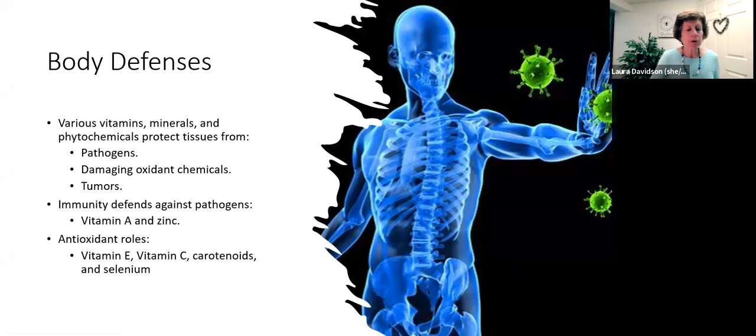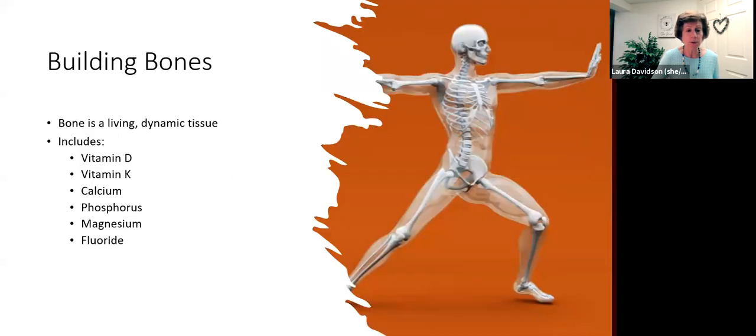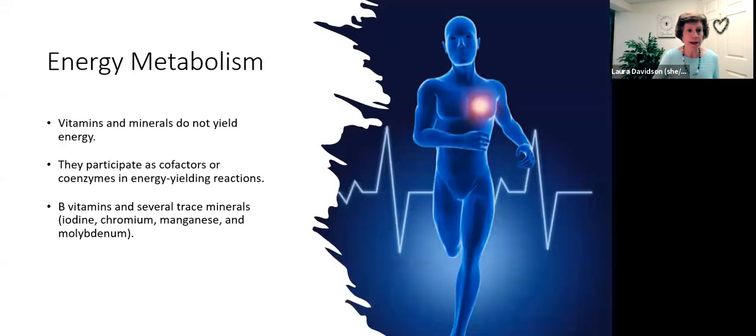Vitamins and minerals are very important, as well as phytochemicals, in our body's defenses, not only antioxidants, but also our immune system as well. We'll talk about that. And you can see here, vitamin A, zinc, vitamin C, a number of phytochemicals as well. And as far as building bones, we think of calcium, but calcium does not act alone. You see there that we need vitamin D to absorb the calcium, vitamin K, phosphorus, magnesium, and fluoride.